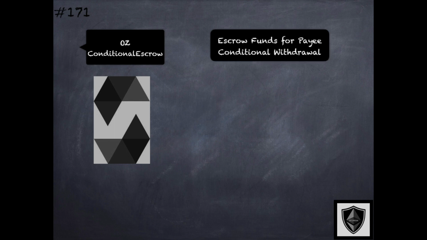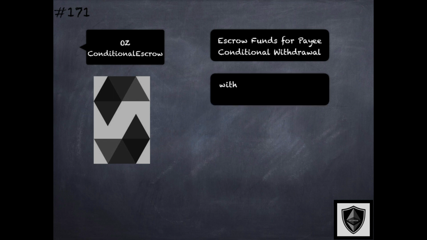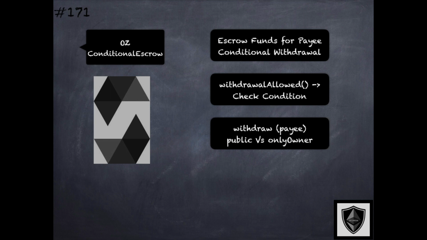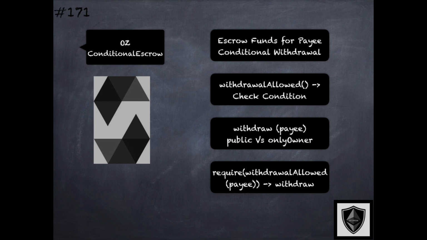The conditional escrow library is derived from the escrow library, and as the name says, it only allows withdrawal if a particular condition is met. The withdrawalAllowed function checks for this condition and returns true or false if it is met or not. And the withdraw function itself is of public visibility and does not have the onlyOwner modifier here, but it checks the withdrawalAllowed condition, and if that is met, it calls the base contract's withdraw function that has the onlyOwner modifier. That's something to pay attention to.